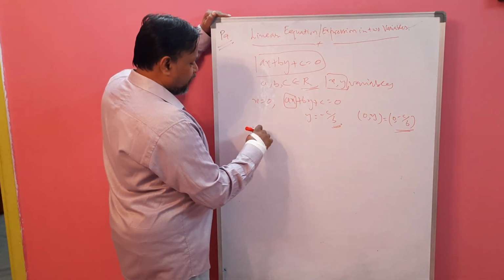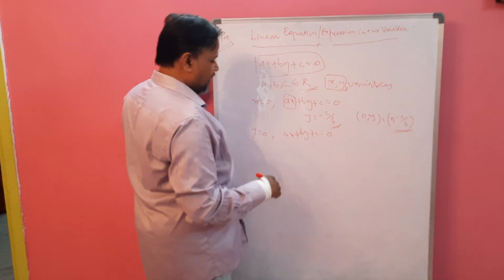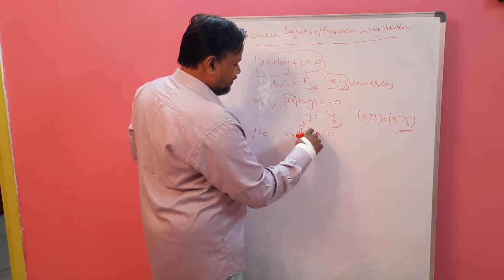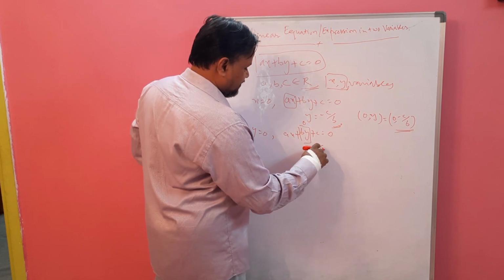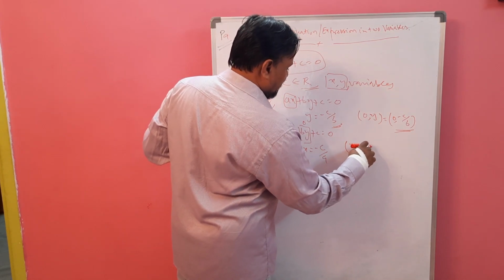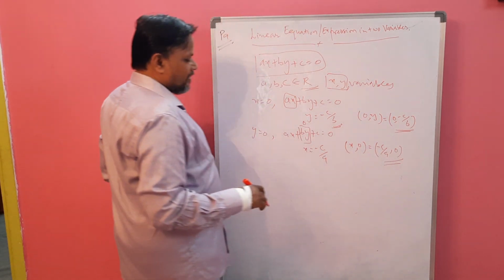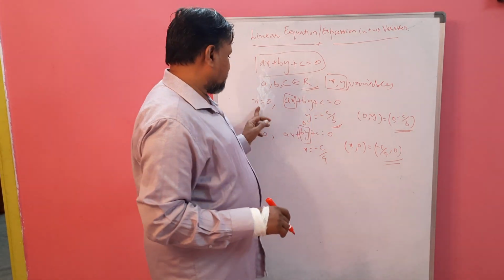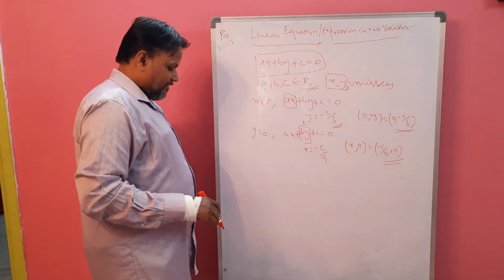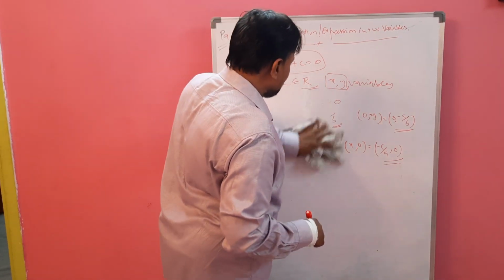If y equal to 0, if you put it in ax plus by plus c equal to 0, this term becomes 0. So what do you get? ax equal to minus c, so x equal to minus c by a. So the point is x comma 0, which is minus c by a comma 0. These are the points we get: if x equal to 0, we get this point, and if y equal to 0, we get this point on the line. Now we are going to find out more about this equation.